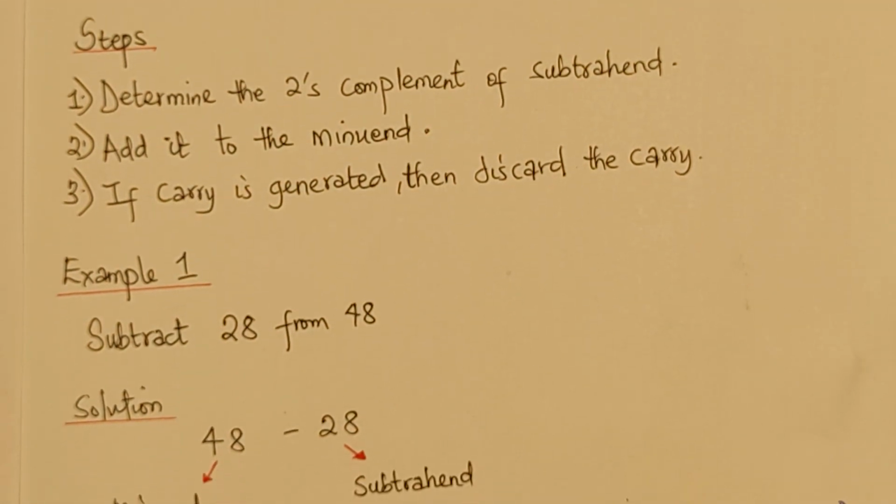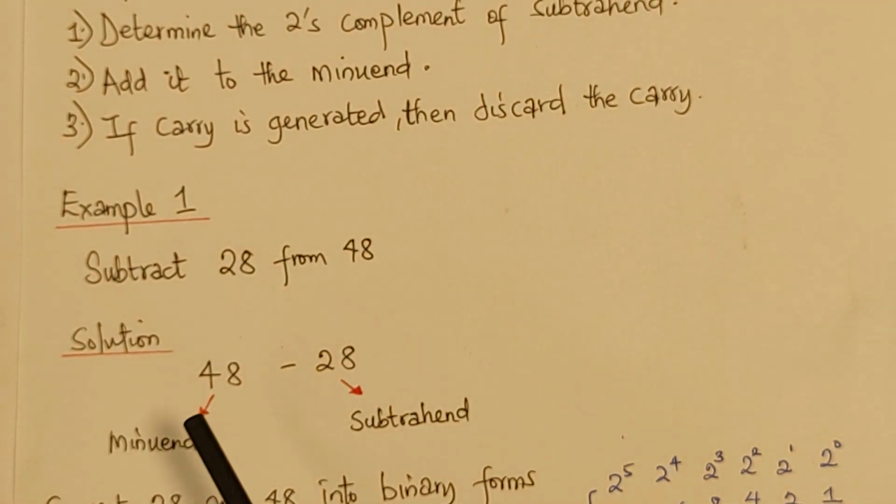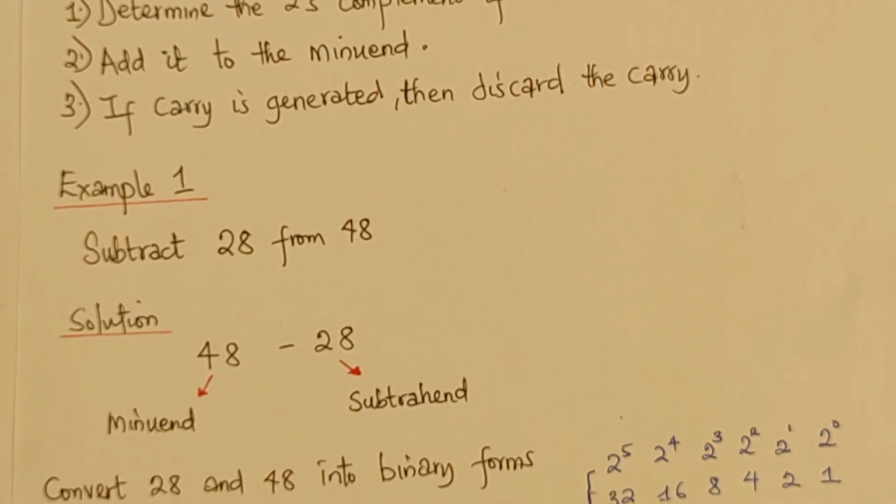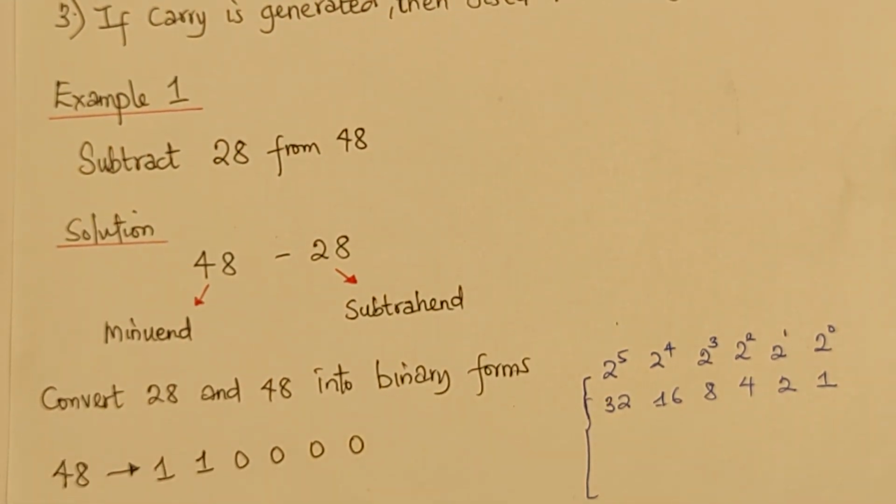So we have 48 minus 28. Now the 48 is the minuend, the 28 is the subtrahend. So the next thing I need to consider is to convert 28 and 48 into binary form. The quickest way I can do that, and I would like to introduce this simple format to you, is to spread this value. First, I'm going to think about how many bits it's going to take us.